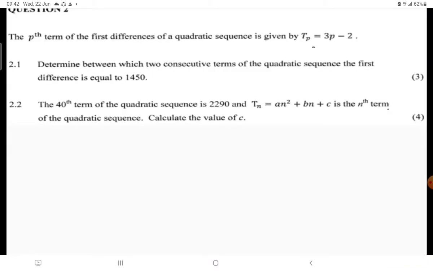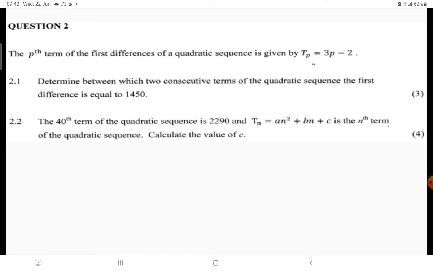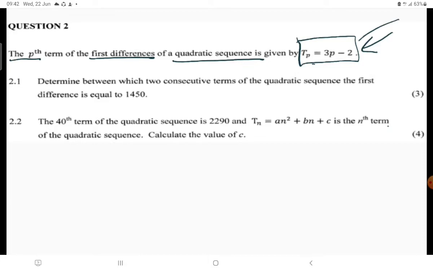All right, so question number 2. We have this question which says the pth term of the first difference of the quadratic sequence is given by this general formula. They are saying it's the first difference of a quadratic sequence, which means it's not the actual sequence that we are dealing with. When you subtract t2 minus t1 and t3 minus t2, you will get something that is going to give you the formula of this sequence.